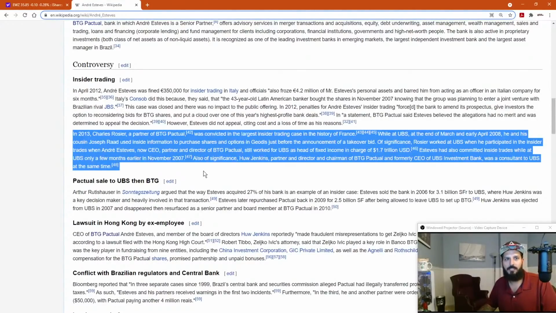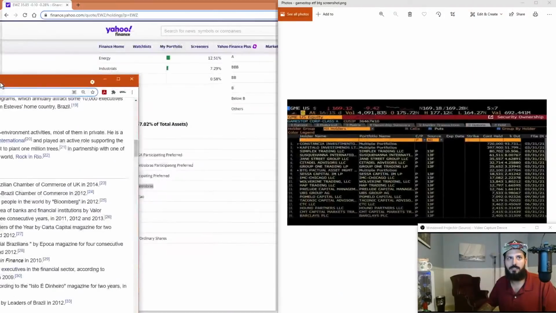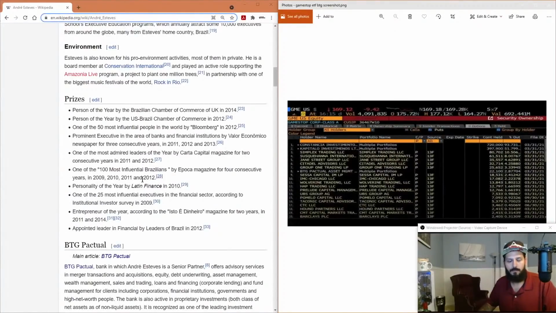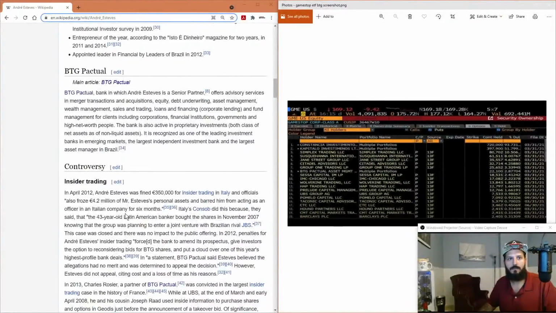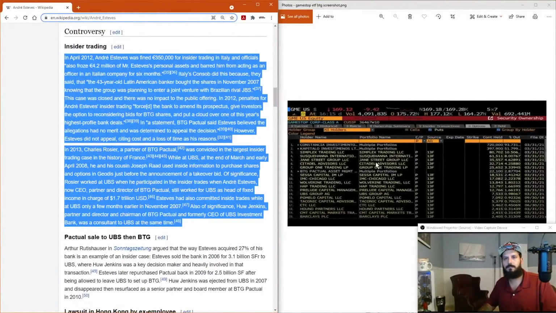In 2013, Charles Rossier, a partner of BTG Pactual, was convicted in the largest insider trading case in France. Look at these. These are the class acts that work at BTG Pactual. Do you think that this is fake? That this $25,000 a year Bloomberg terminal is showing us an error that they have 22.1 thousand puts on GameStop? I don't think so. These guys are crooks. They've been to jail. They're felons.